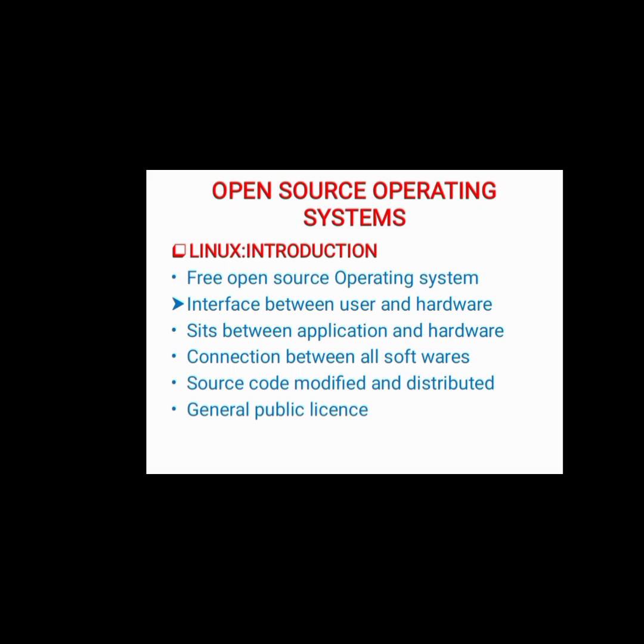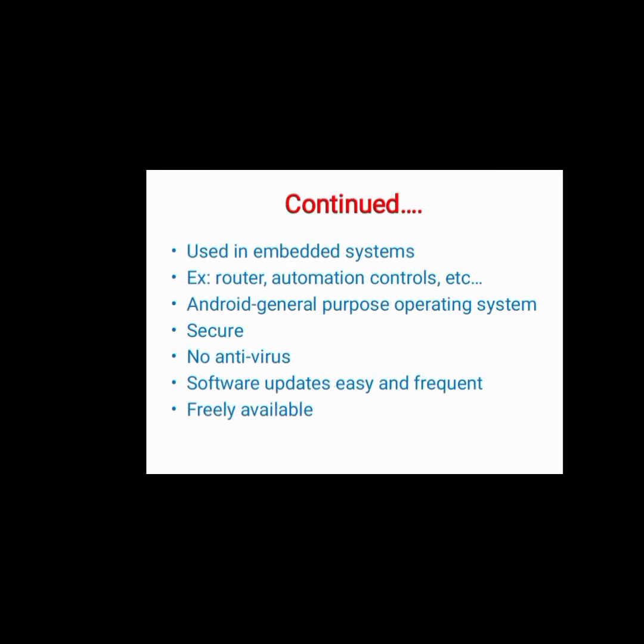It is software that acts as an interface between hardware and the user. The operating system sits between the applications and the hardware and makes the connection between all the software. Linux is a free and open source operating system, and the source code can be modified and distributed to anyone, commercially or non-commercially, under the General Public License, that means GPL. It was created for personal computers and gradually came to be used in other machines like servers, mainframe computers, supercomputers, etc.